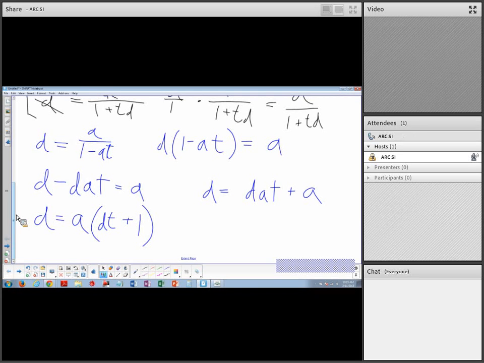A lot of people have trouble factoring an A out of this. So remember that you can do that. People have trouble distributing, and this is distributing backwards, so it's more confusing. Does that make sense, Xavier? Yeah. Emily? Mm-hmm.